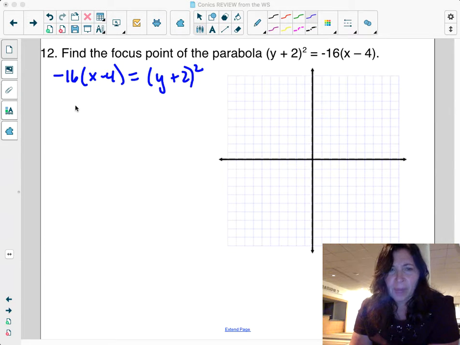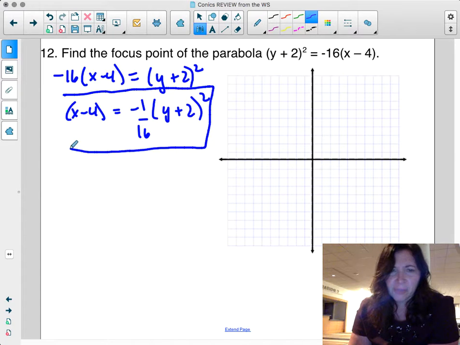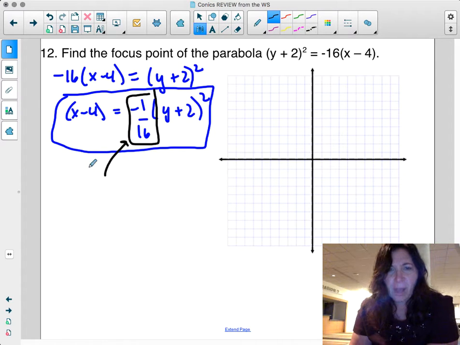However, I'm going to move that over to the other side. So I have the quantity x minus 4 equals negative 1 over 16 times the quantity y plus 2 quantity squared. This is the equation in vertex form. This value right here, that value is my A term.